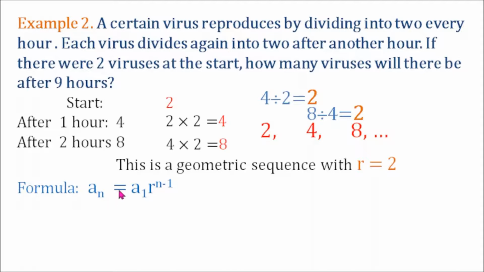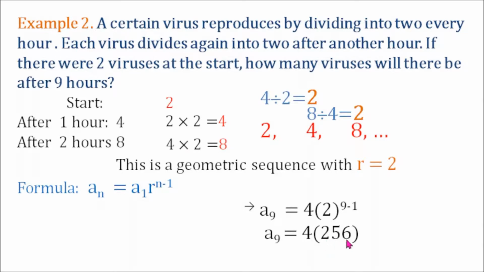A sub n equals a sub 1 times r to the power of n minus 1. Our a sub 1 here is 4, and our r is 2, and our n is 9. Plugging those values into our formula, we have a sub 9 equals 4 times 2 to the power of 9 minus 1. Simplifying furthermore, we have 4 times 256.